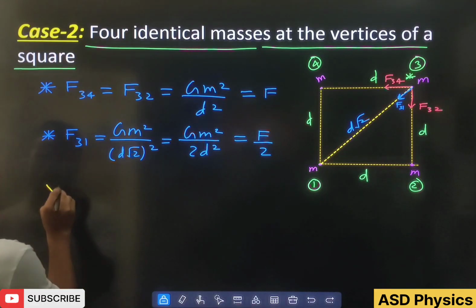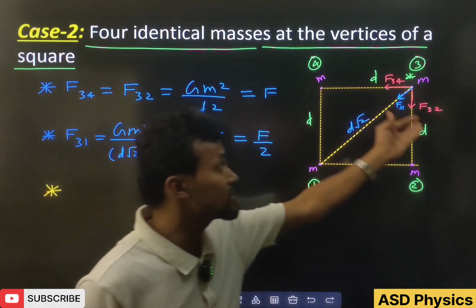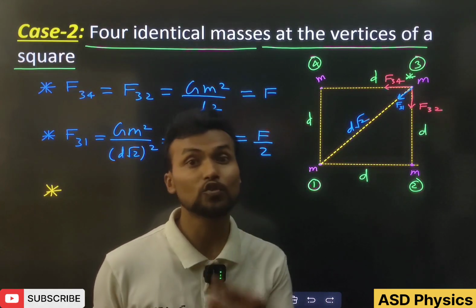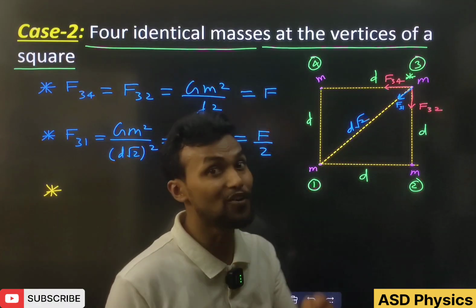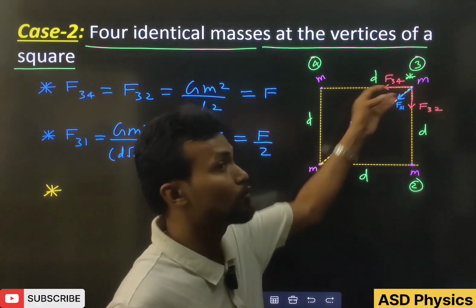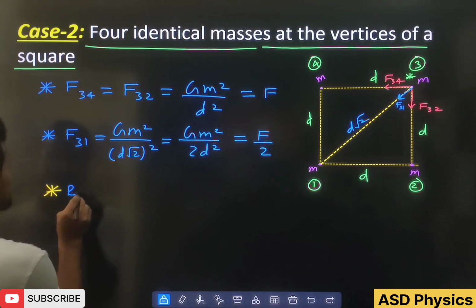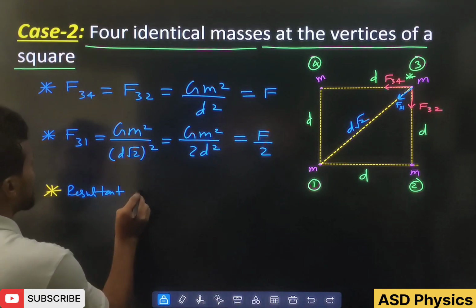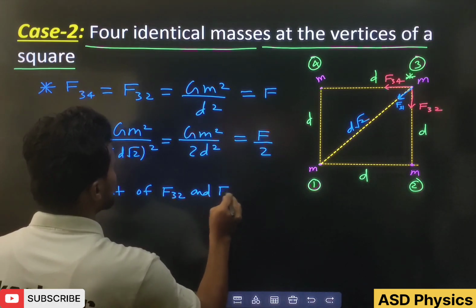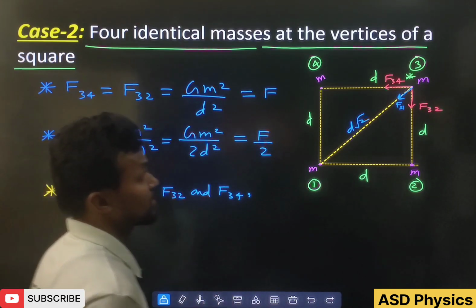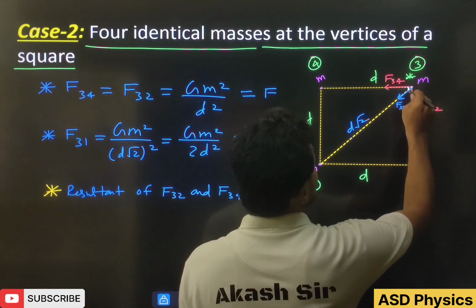Now after that, what are we going to do here? We are going to find the resultant, because we have to add the 3 forces and we know the formula to add only 2 forces. So first I will get the resultant of the magnitudes of F32 and F34, and that resultant I will add with F31. Resultant of F32 and F34: they are making how much angle? They are making an angle of 90 degrees here.